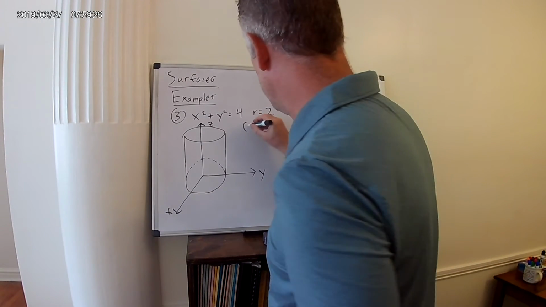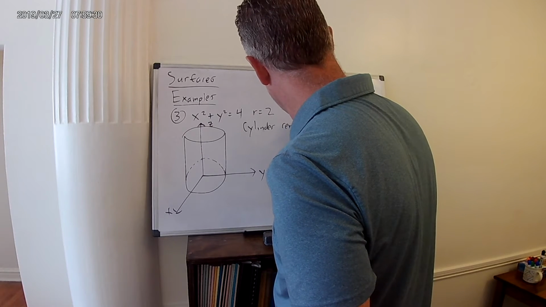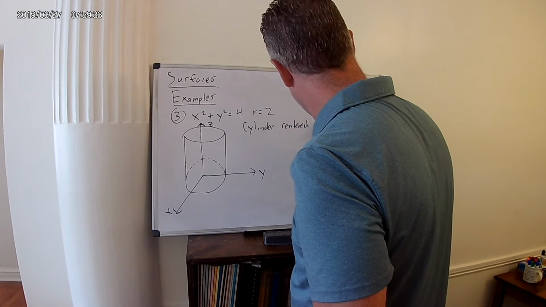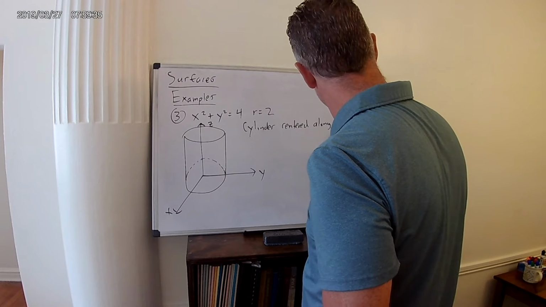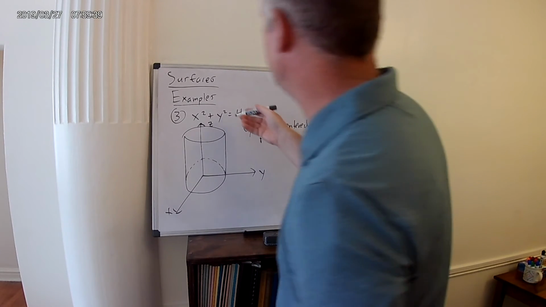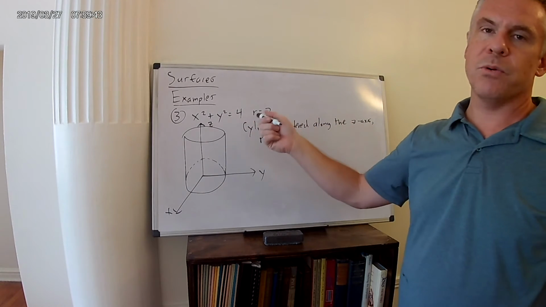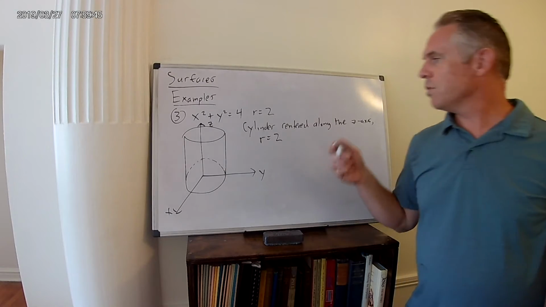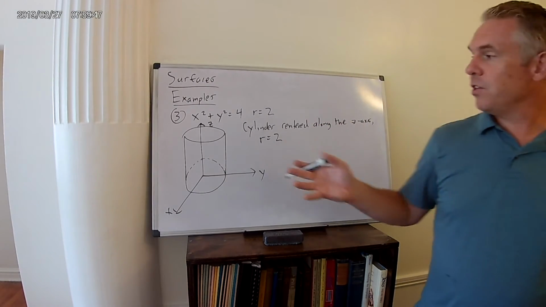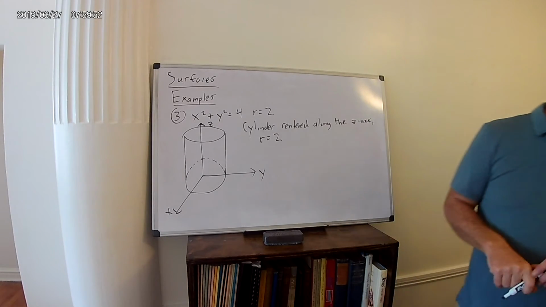So this is a cylinder centered along the z-axis and having a radius equal to 2. Why is the radius 2? Because this 4 is equal to r squared, so r equals 2. So this surface here is a cylinder that extends infinitely long up and down along the z-axis.